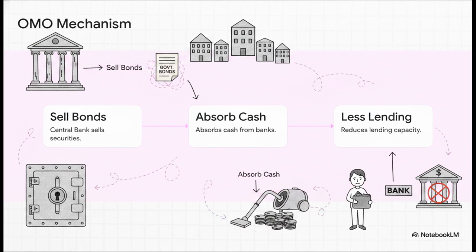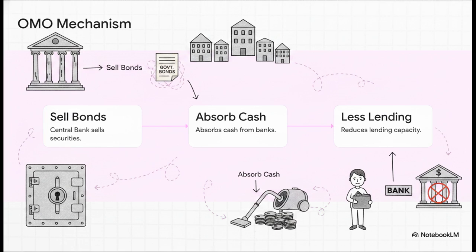This is when the central bank gets out there and buys or sells government bonds in the open market. When they want to tighten up the money supply, the process looks like this. Step 1. The central bank sells government securities to commercial banks. Step 2. The banks buy those bonds, which instantly absorbs their excess cash.